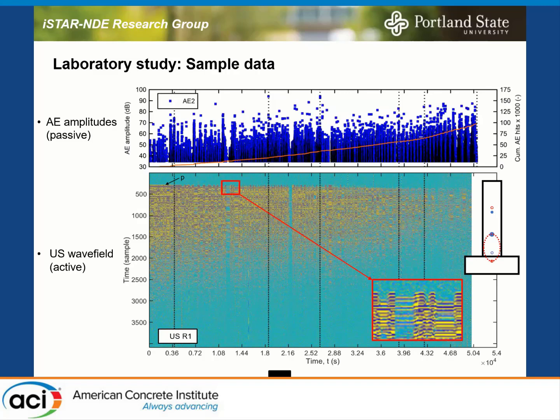But each time I'm imposing new cracking, that's pretty much when I can see a nice little tree of acoustic emission hits arriving. The orange line is the cumulative number of hits, so just adding up how many signals I collect. This down here is the ultrasonic wave field.